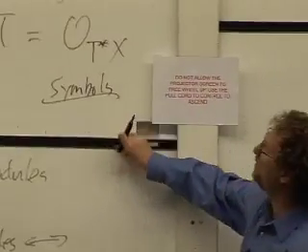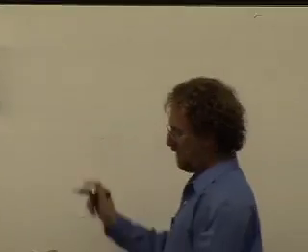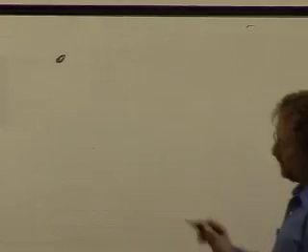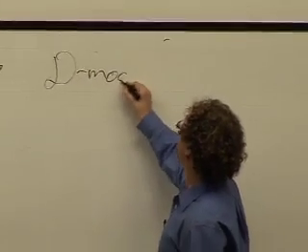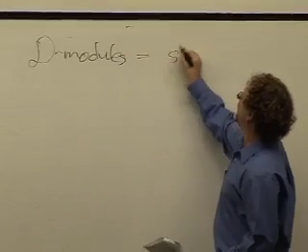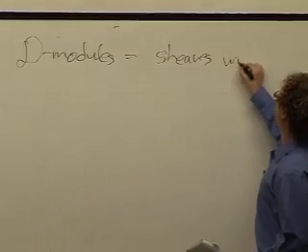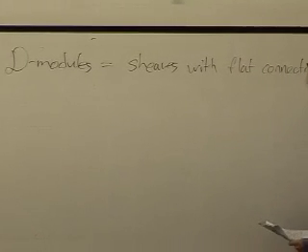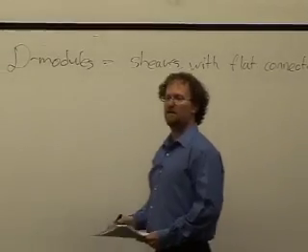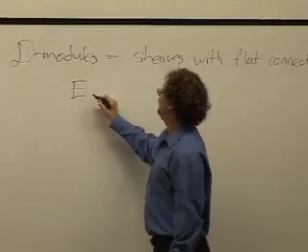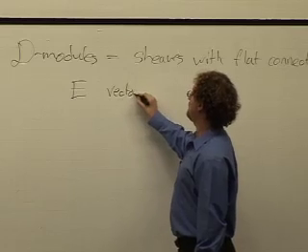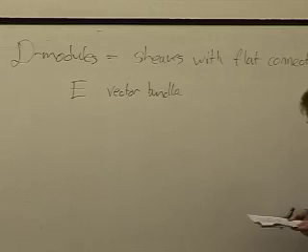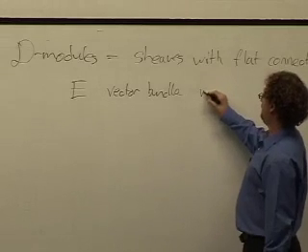Now, let me do maybe the most important one. So I want to give another picture. What is a D module? So this picture is: D modules are sheaves with flat connection. So what does this mean? If E is a vector bundle, say, suppose I have a vector bundle. How do I give a vector bundle a flat connection?